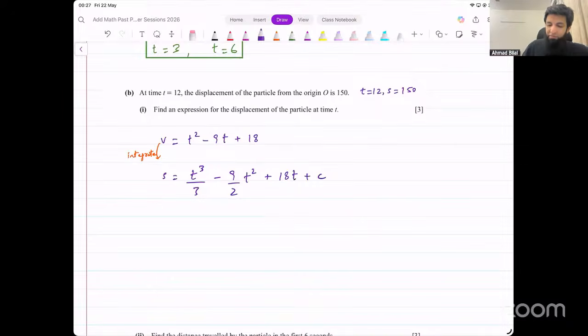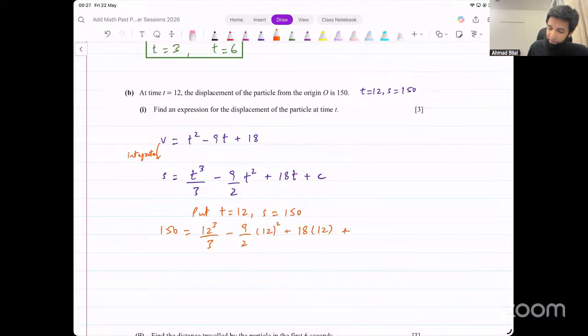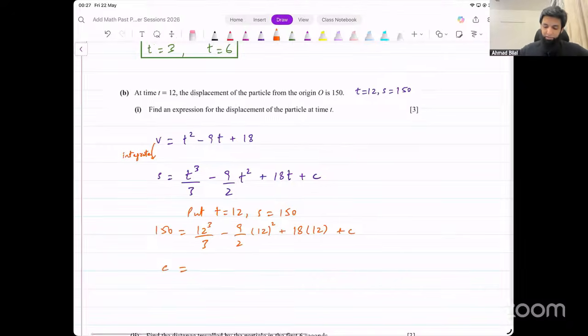How do you find the value of c now? Again, you're given a point. Input that point here. Put t equal to 12, s equal to 150. 150 equals 12 cube over 3 minus 9 over 2 times 12 squared plus 18 into 12 plus c. Put this whole thing on a calculator. See what value of c you get from that.